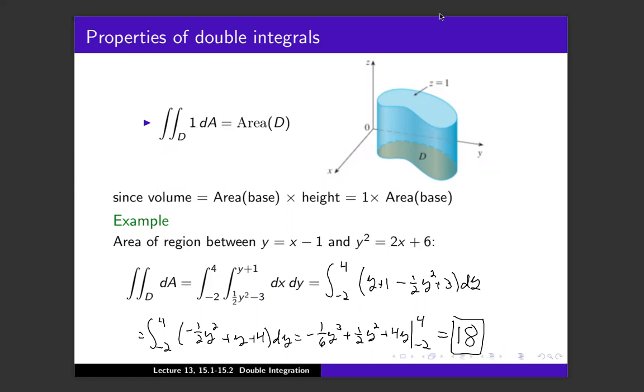All right, so we'll continue this discussion tomorrow, and we'll start talking about polar coordinates, and we'll begin looking at other ways of looking at strange volumes under other kinds of surfaces and different tools that we can use to do that.